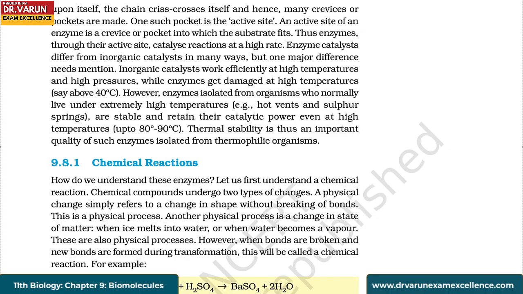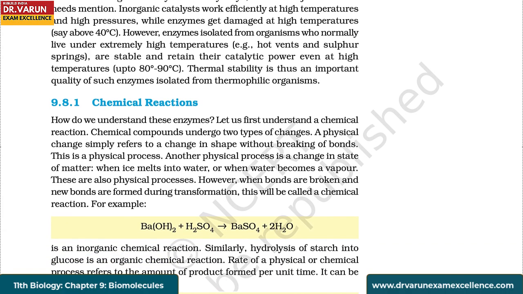Enzyme catalysts differ from inorganic catalysts in many ways. But one major difference needs mention. Inorganic catalysts work efficiently at high temperatures and high pressures, while enzymes get damaged at high temperatures, say above 40 degrees Celsius. However, enzymes isolated from organisms who normally live under extremely high temperatures, for example hot vents and sulfur springs, are stable and retain their catalytic power even at high temperatures up to 80 to 90 degrees Celsius. Thermal stability is thus an important quality of such enzymes isolated from thermophilic organisms.